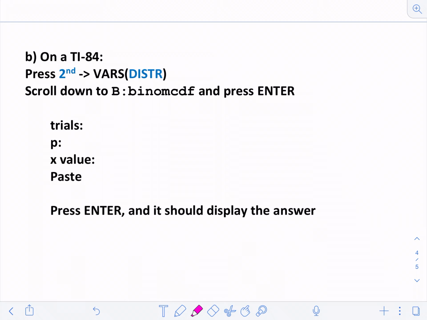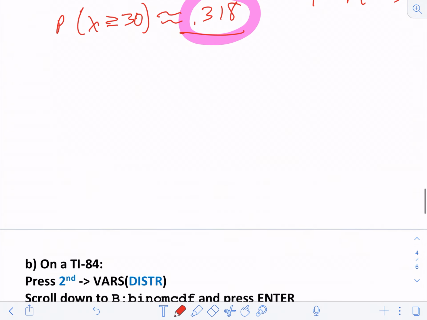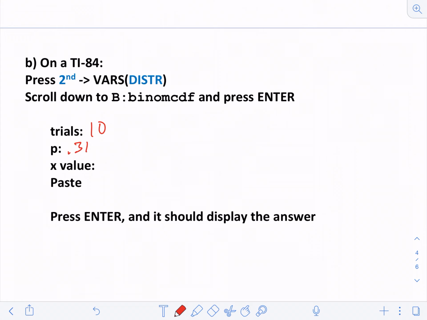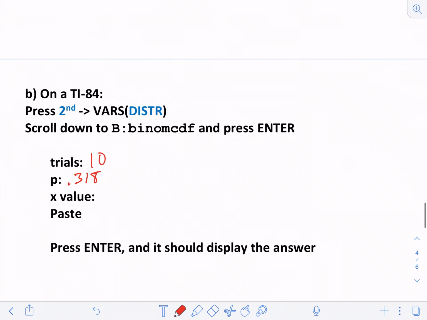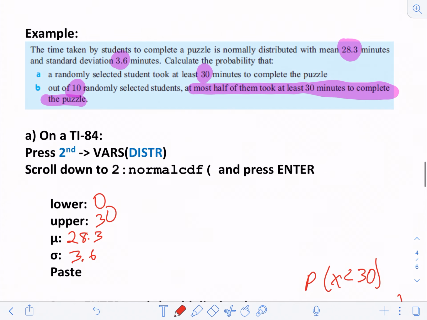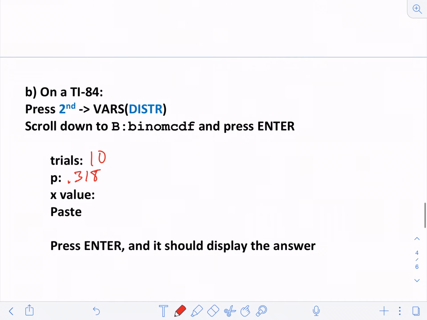The trials, how many trials? I'm picking 10 students, so 10 students. My probability, well, I already calculated up there, is 0.318. My X value, how many of them am I looking for? Well, I'm looking for at most half, so that means less than or equal to 5. So I'm going to put in 5 here. Let's put that in: 10 for my trials, probability of 0.318, and my X value is 5.